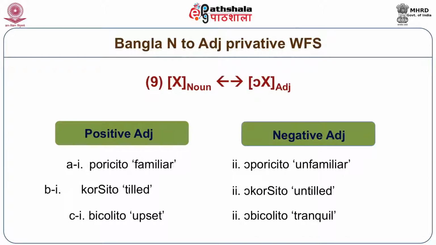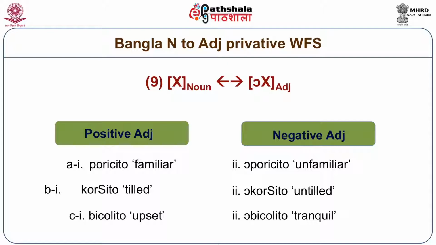In addition to that word formation strategy introducing the prefix o, you have an adjective to adjective negative strategy also, which takes you from porichito, familiar, to aporichito, from korshito, tilled, to akorshito, as in land that has been tilled or not tilled, bicholito, upset, to abicholito, tranquil. So you looked at noun, noun, adjective, adjective.